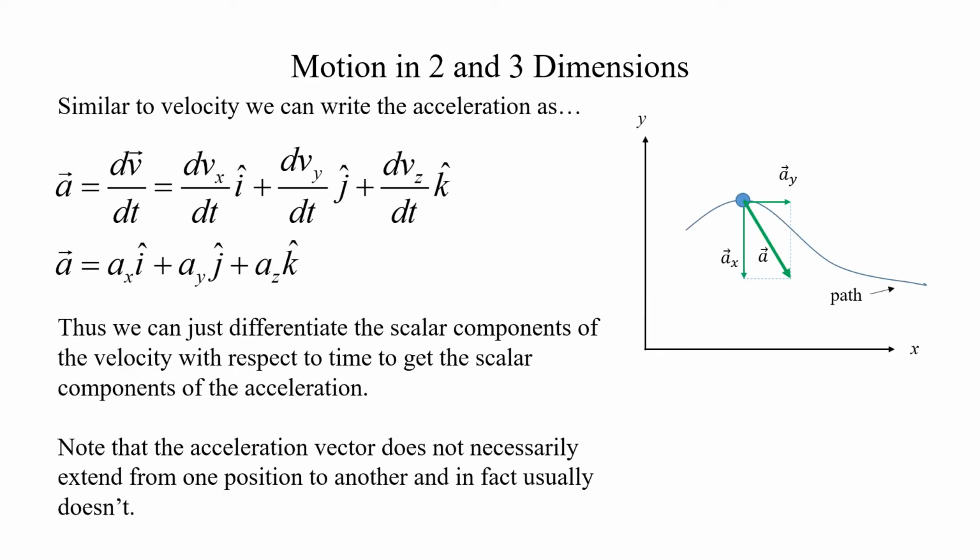Now also note that the acceleration vector does not necessarily extend from one position to another, and in fact it usually doesn't. So if we have the path drawn in the xy plane, the direction of the velocity will be tangent to the path, but the acceleration is not. The acceleration points in the direction that the velocity vector changes. So that's not going to extend from one position to another.